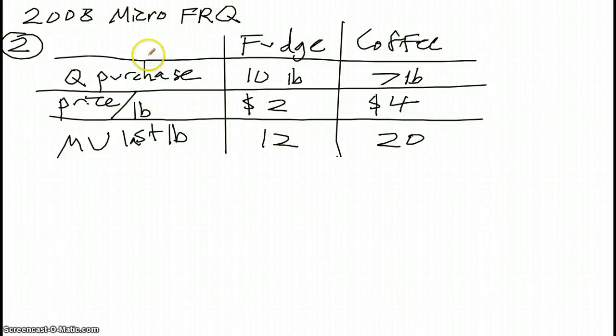This is part 2 of the 2008 Microeconomics Free Response questions. So, number 2 is utility and price elasticity and demand questions. So, A, define marginal utility.